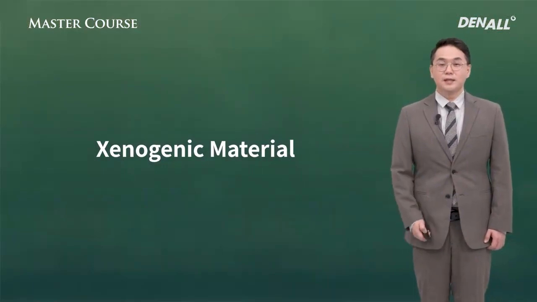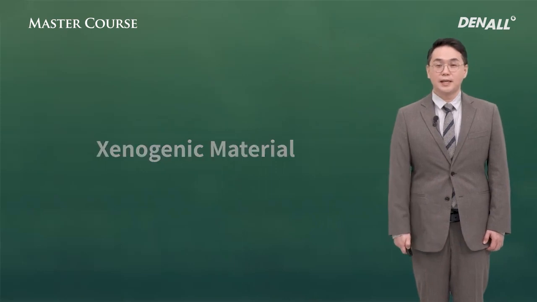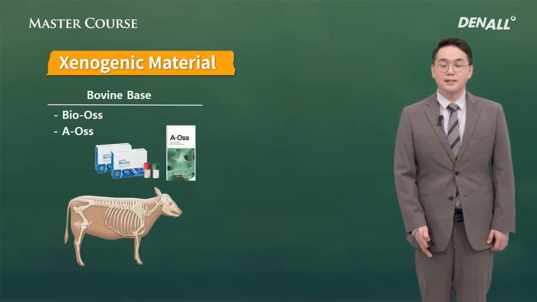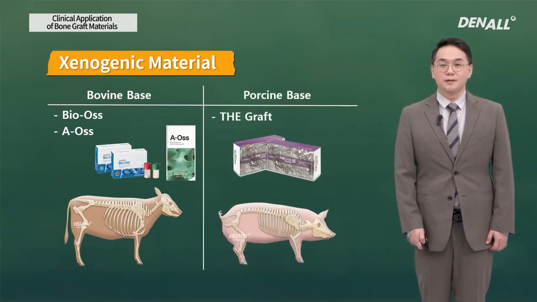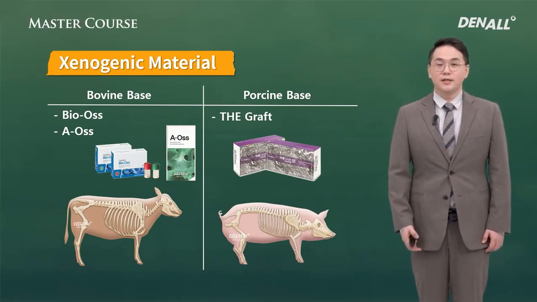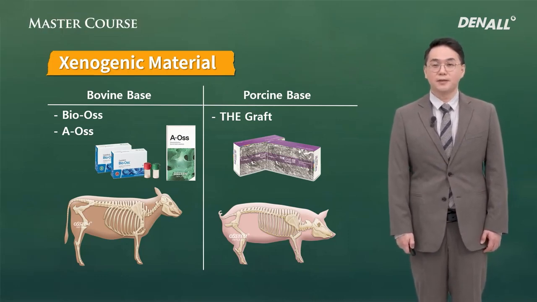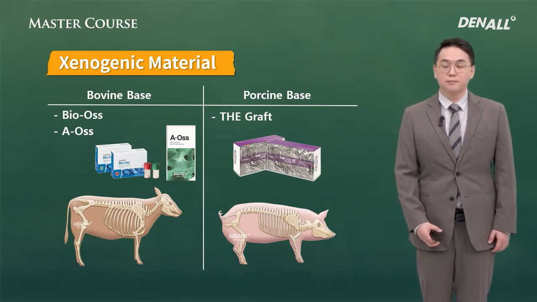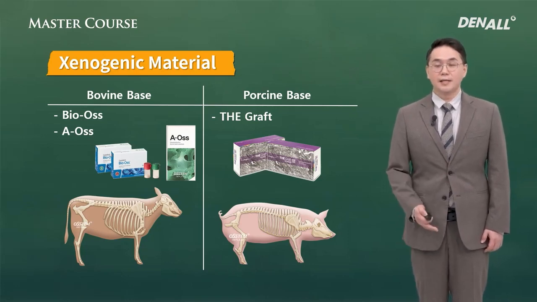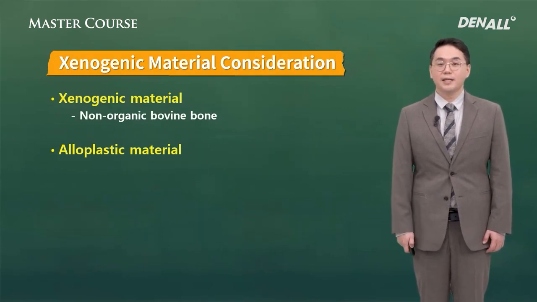Next, xenogenic graft material using porcine, bovine, or horse material. There is a bovine base, porcine base. These can be the broad categories. More importantly, when we use the xenogenic material, we need to remember that the organic component, the protein, should be removed. Xenogenic protein shouldn't be spreading in the body. So the process of protein removal can be done using heat treatment.